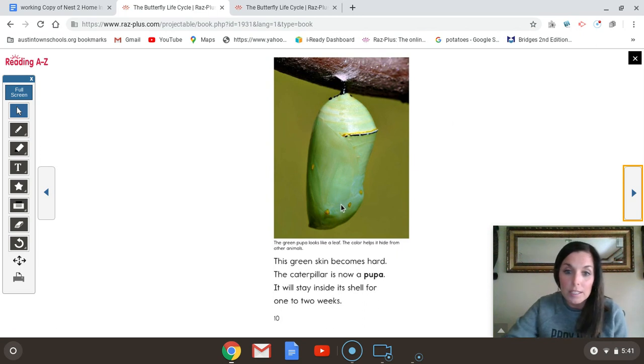The green pupa looks like a leaf. The color helps it to hide from other animals. Okay, so it's kind of disguised so that nothing else will bother it, try to eat it.